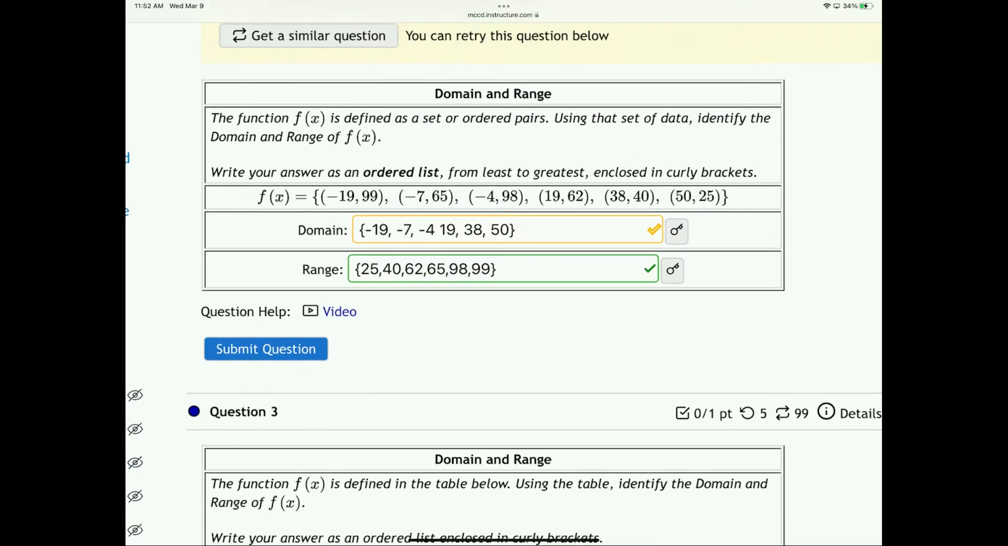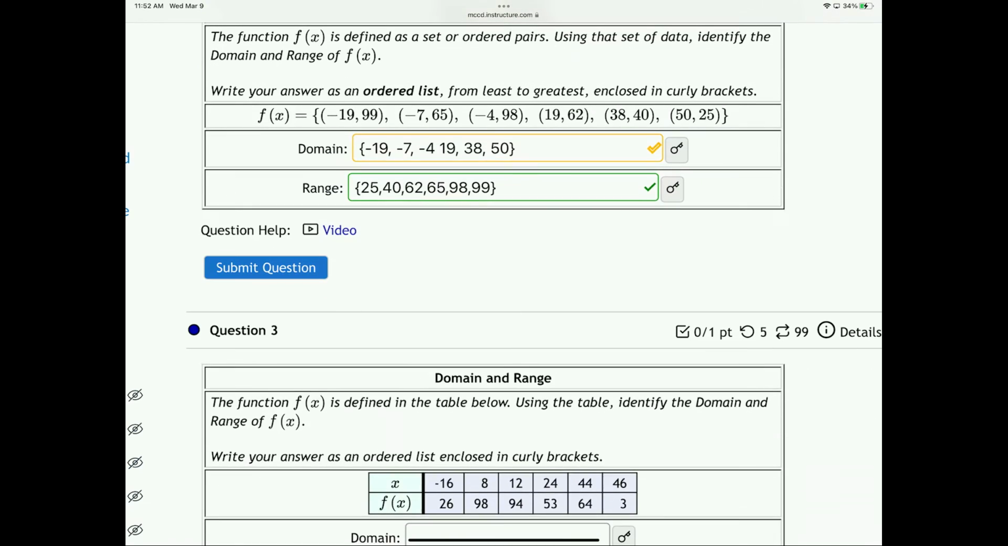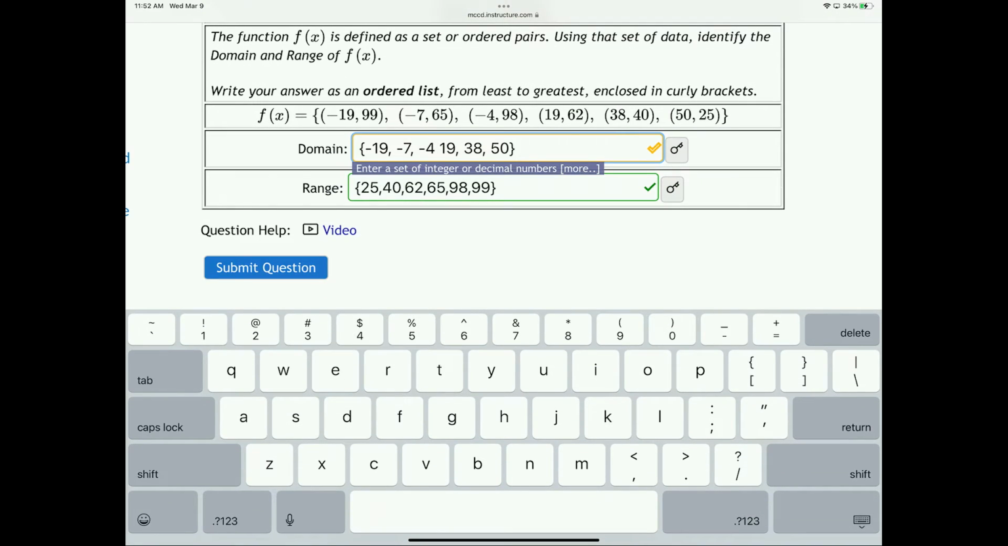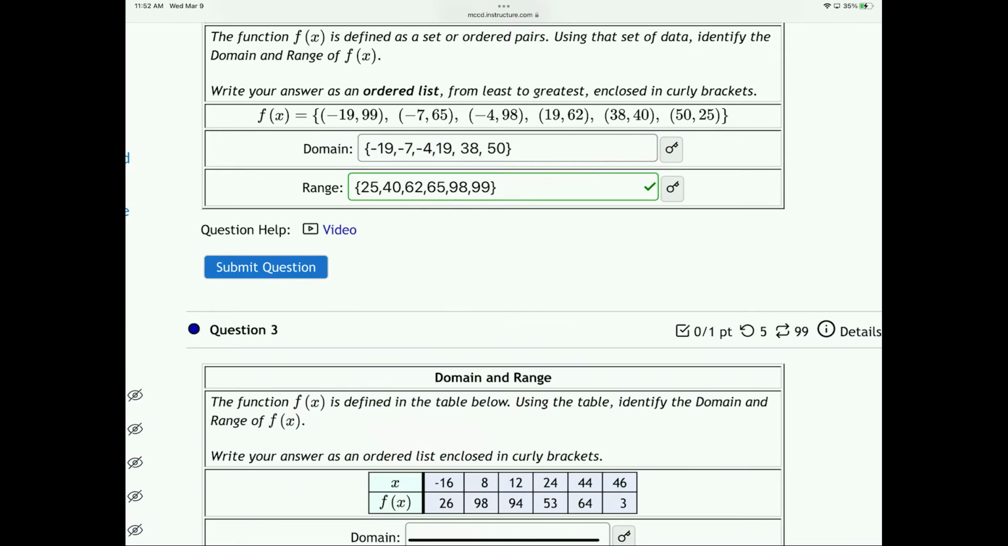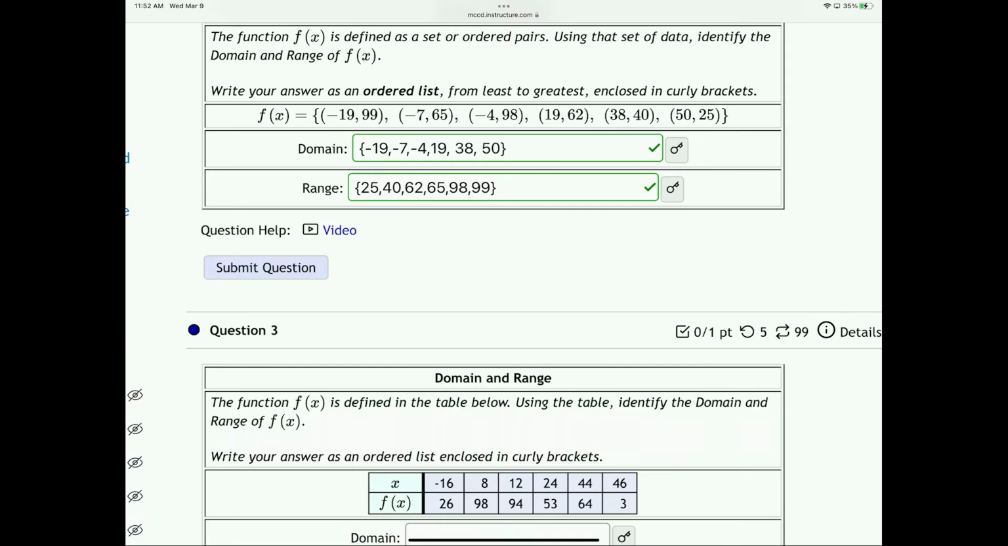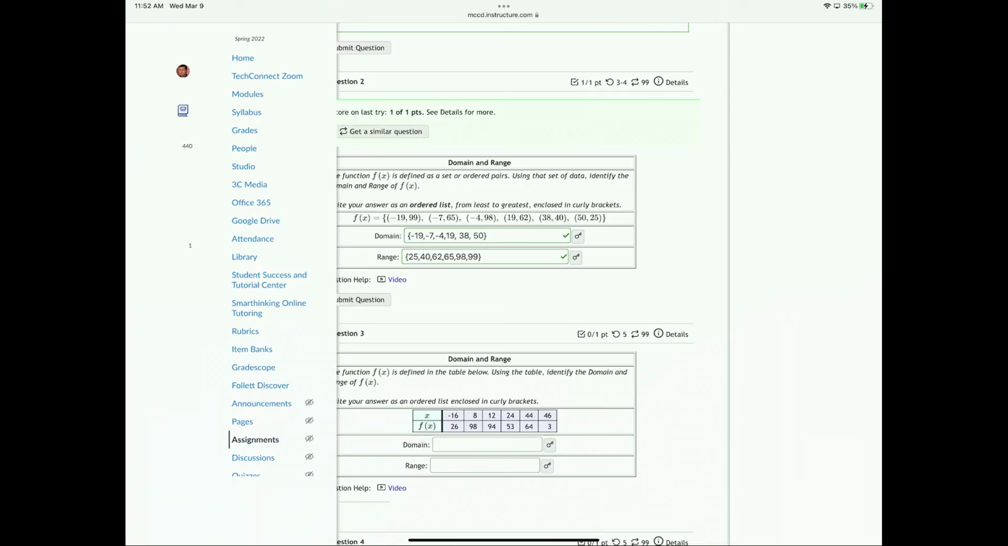That one's right. I don't know why I didn't get full credit for this one. Is it spaces? I don't understand what happened. Oh, I missed a comma. I missed a comma. Okay, that's all. All right, so that's easy.